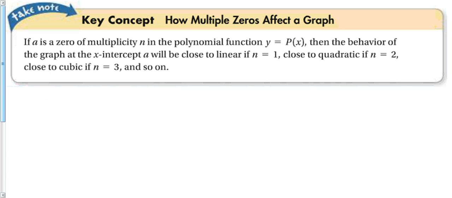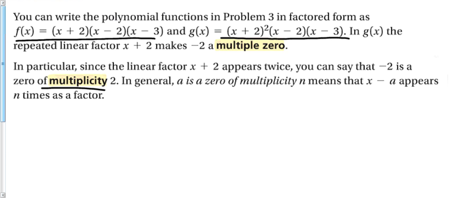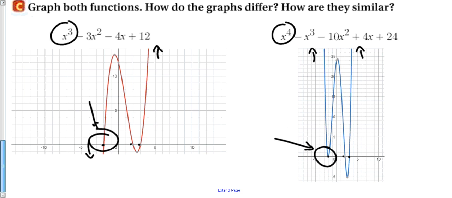And an important thing to notice is how these multiple zeros affect a graph. If A is a 0 of multiplicity n in the polynomial function, then the behavior of the graph at the x-intercept A will be close to linear if the 0 happens once, if n equals 1. It will be close to quadratic if n equals 2, if the 0 happens twice. It'll be close to cubic if n equals 3.